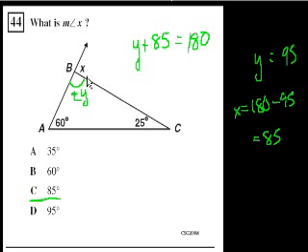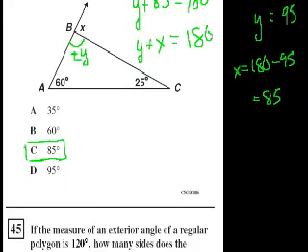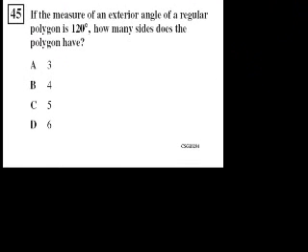But a slightly faster way of saying it was, okay, y plus 85 is equal to 180. And you also know that y plus x is equal to 180, right? So clearly, x is equal to 85. If you add 85 to y, you get 180. If you add x to y, you get 180. So x would be 85. That would be a slightly faster way of thinking about it, but either way is fine if you're not under time pressure. Okay, problem 45.